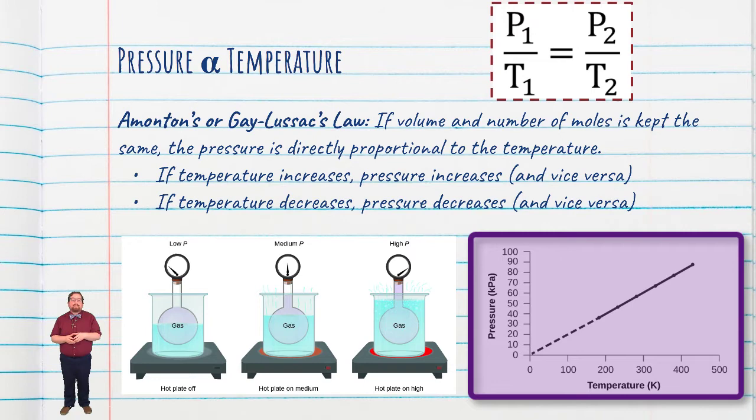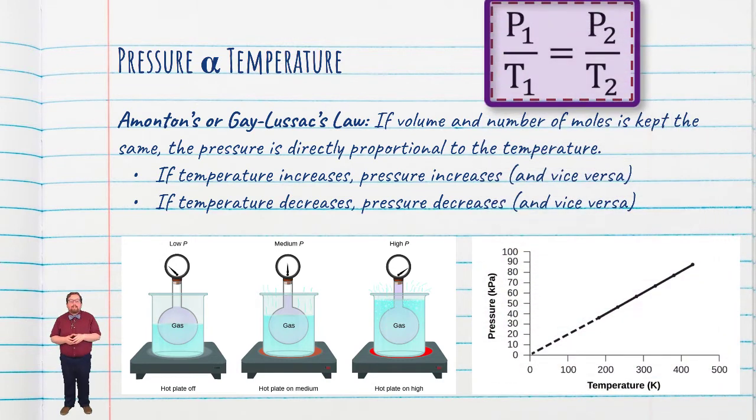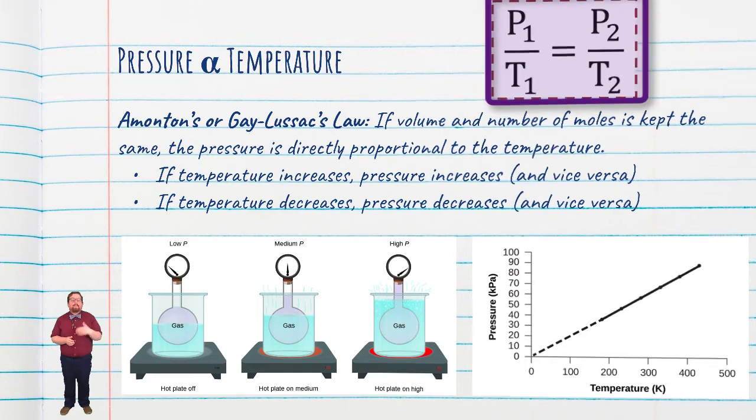We'll call these conditions 1, our initial condition, and condition 2, what the measurement changes to, or our final condition. This is just like setting up a proportion in math. The equation is P1 over T1 equals P2 over T2. So if you know any 3 of those, you can find the 4th.